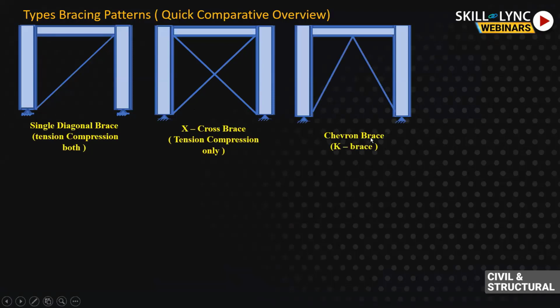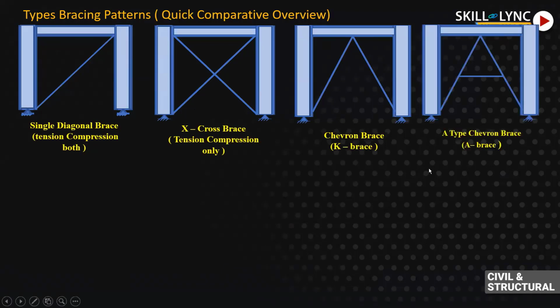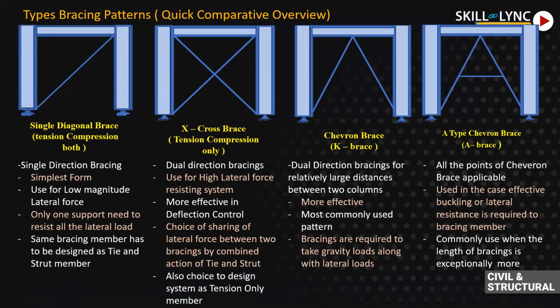Then a chevron brace. K brace also, there is the name K because a vertical upside down K is there here, a beam and this K. Then we have an A-type chevron brace. These are the basic comparisons between these different systems, and it is very useful when you want to choose the bracing amongst the various options. So it is a single diagonal brace, a single direction bracing. What I've said, single direction bracing.